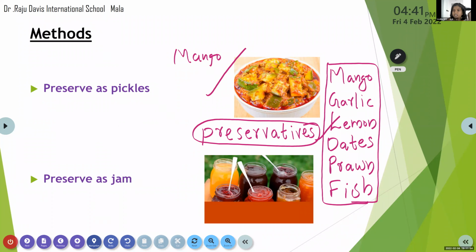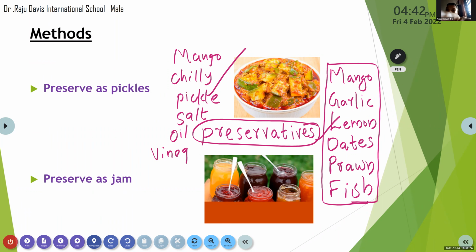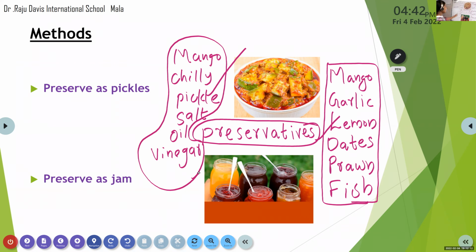Ma'am, oil, pickle powder. Salt, oil, mango, chili, vinegar. Okay, vinegar. Very good, very good. So these are the things we need to make this mango pickle. Mango is needed.